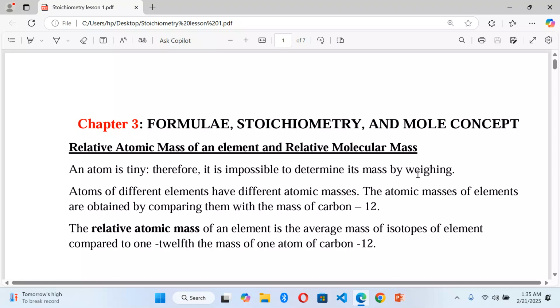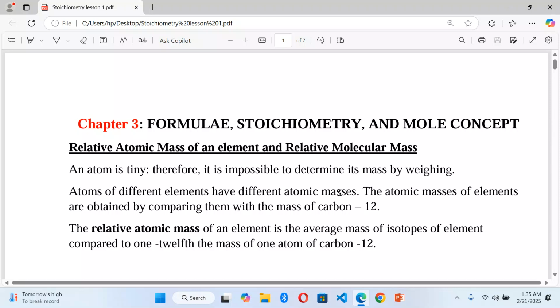So what do we do to get the atomic mass of an element? What do we do to get the relative atomic mass of an element, and the relative molecular mass? Those are the things we want to first look at, to understand how best this is calculated and determined. We're saying that atoms of different elements have different atomic masses.